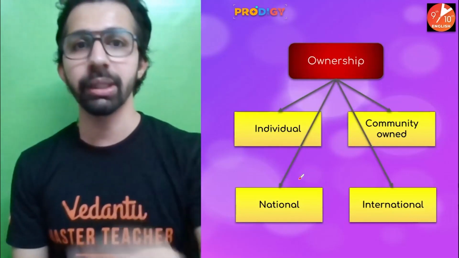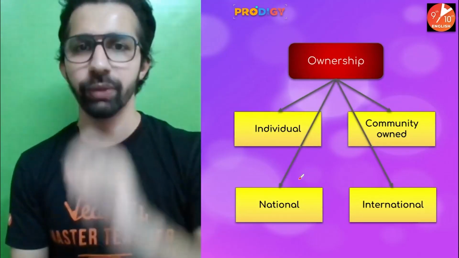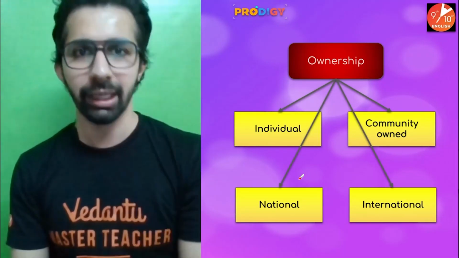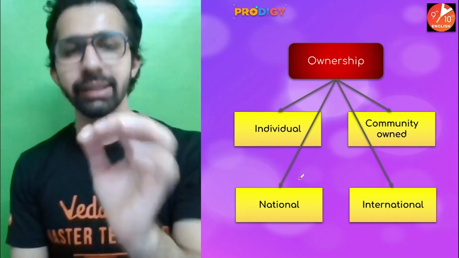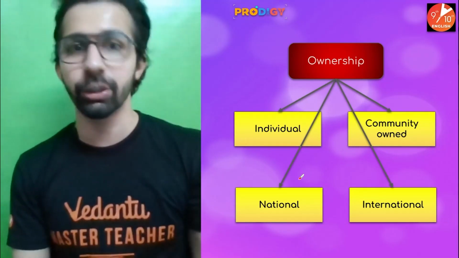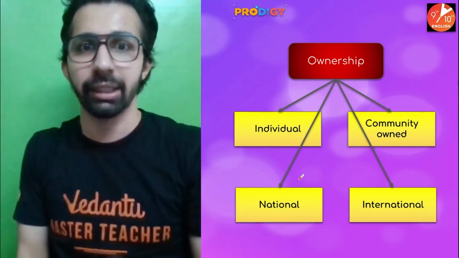The third one, on the basis of ownership. On the basis of ownership, resources can be classified into four further types: individual, community, national, and international. I will explain this once again in detail, but I want you guys to watch my previous videos as well, wherein I have given you extra information about national and international.